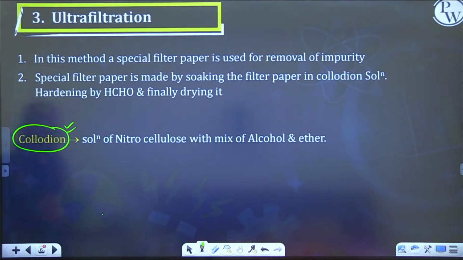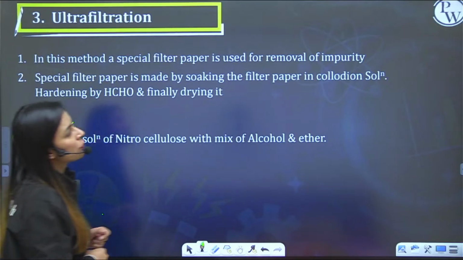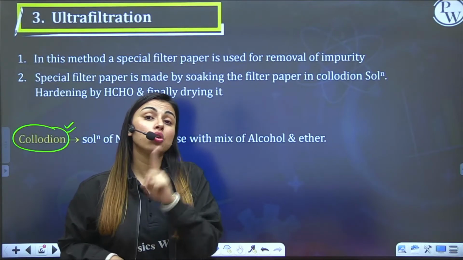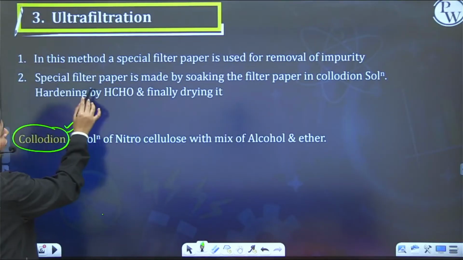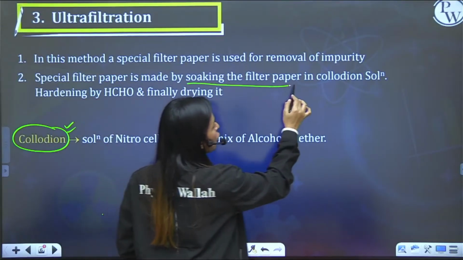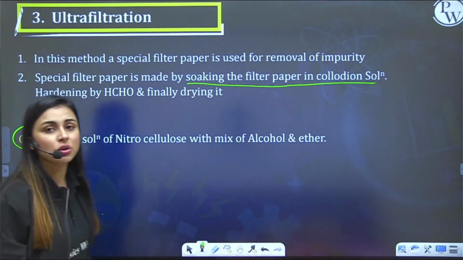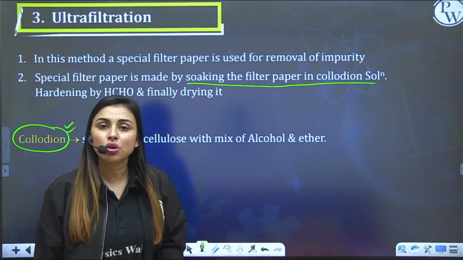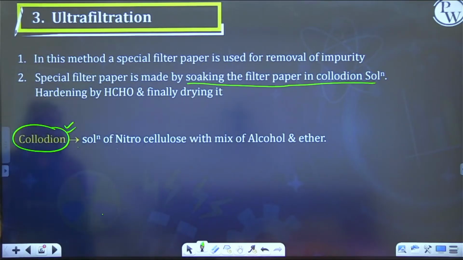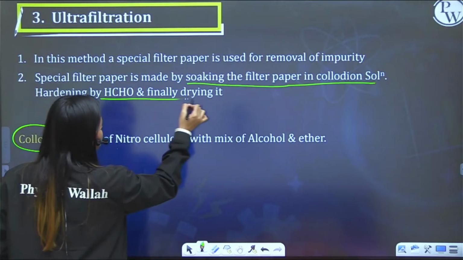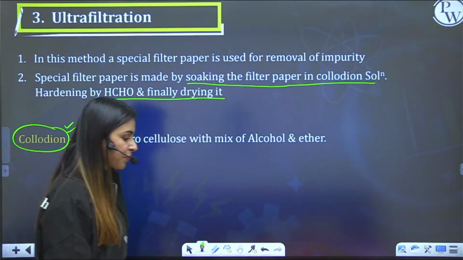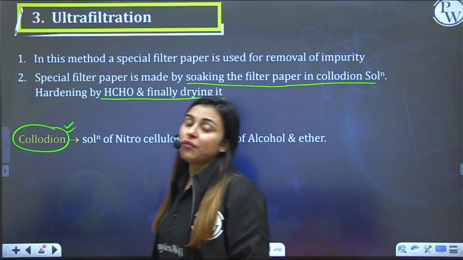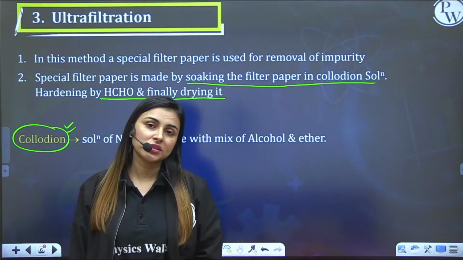In this method, a special filter paper is used for the removal of impurities. The special filter paper is made by soaking the normal filter paper in collodion solution. The collodion solution is a solution of nitrocellulose in a mixture of alcohol and ether, hardened by HCHO, and finally dried. This is how you prepare a special filter paper, and you use it for removing impurities. This process is known as ultrafiltration.